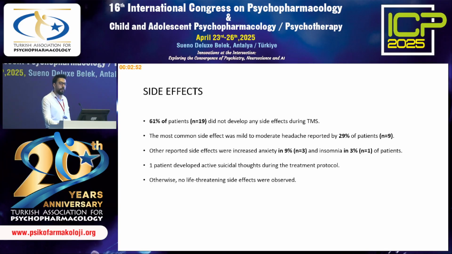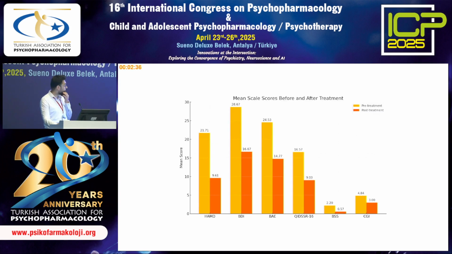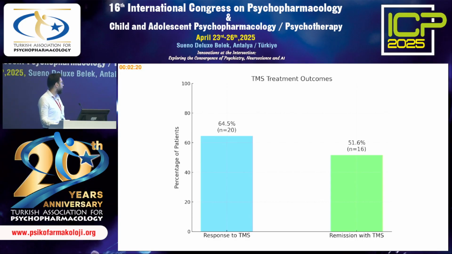and 61% of patients did not develop any side effects during the TMS. The most common side effect was mild to moderate headache, reported by 24%, and 9% had increased anxiety. And we didn't encounter any life-threatening side effects. So this is the graph of the mean scale scores before and after the treatment. We can see that in all the scales there are reductions, and they were statistically significant.